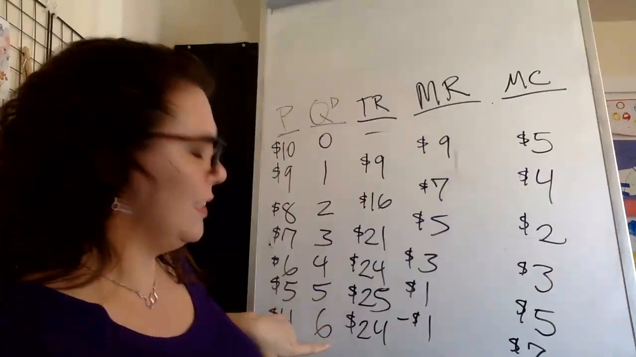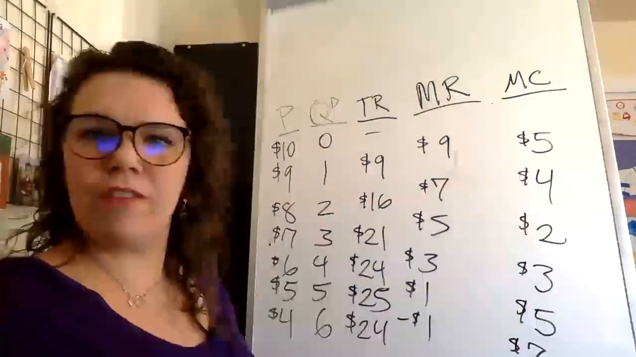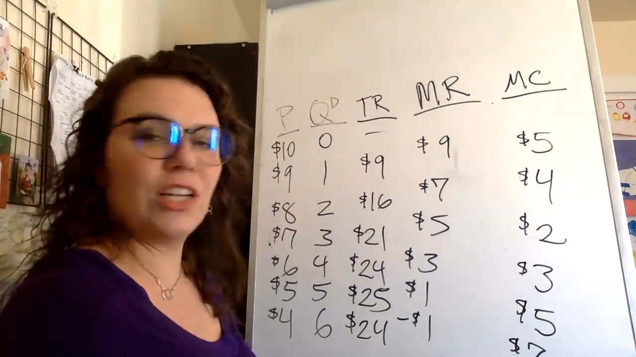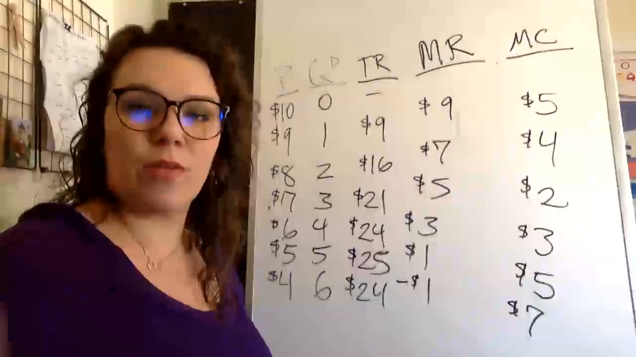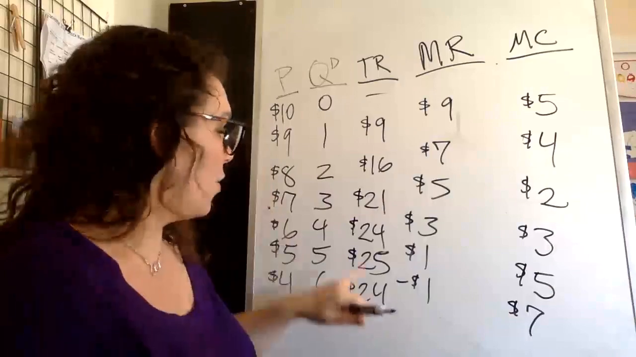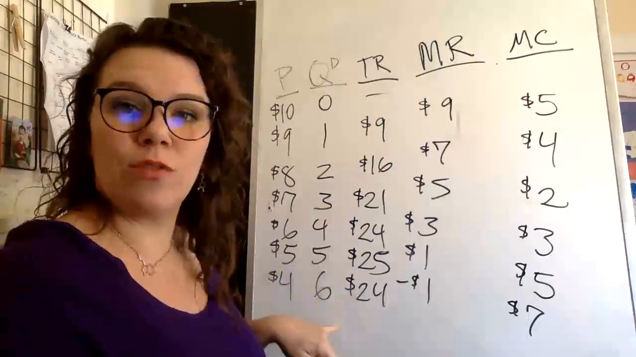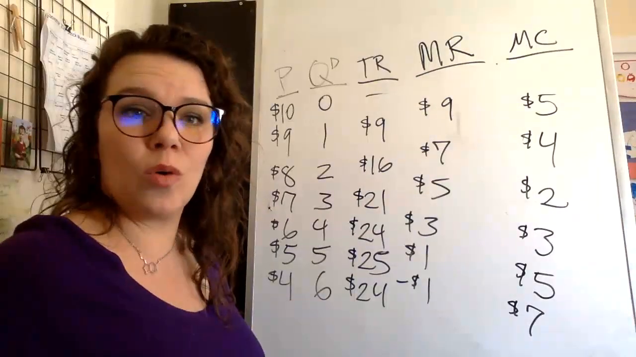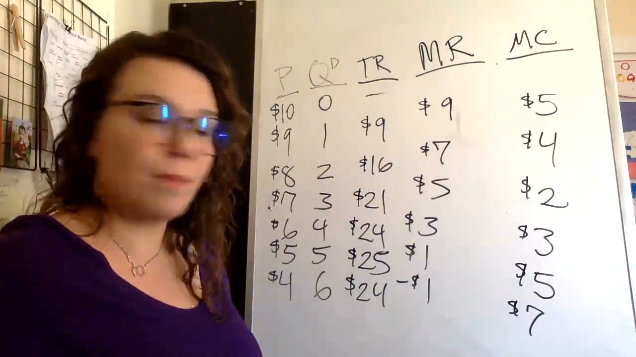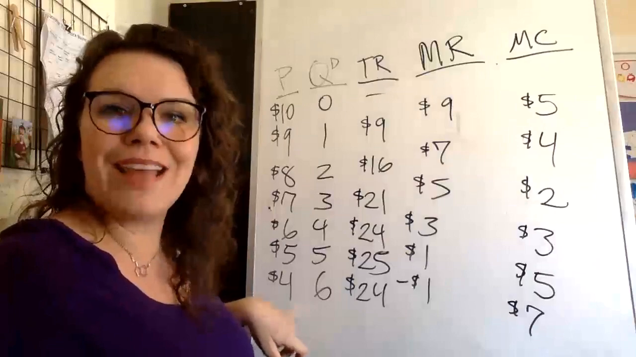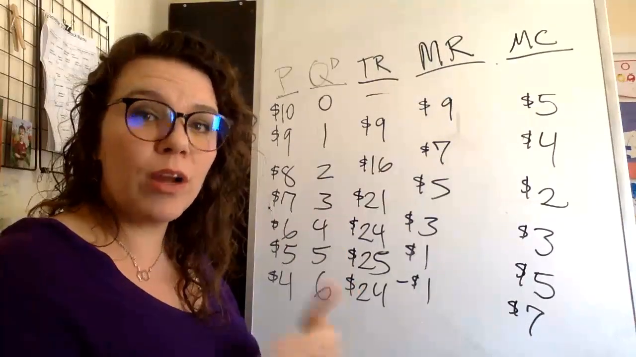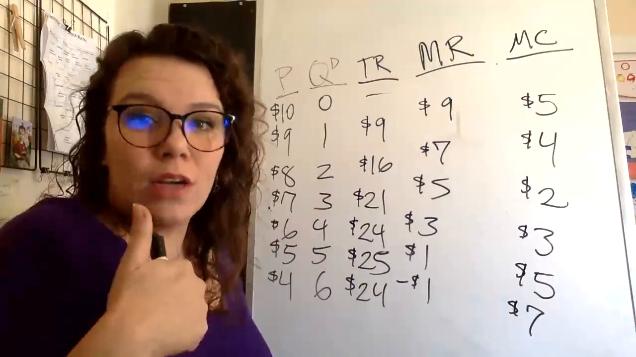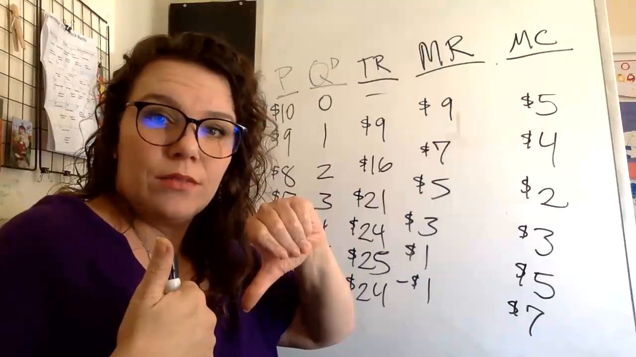right? Because selling that sixth coffee mug or whatever actually costs us some of our revenue. We actually see our revenue go down from $25 to $24. Because if we want to sell that sixth coffee mug, we have to lower the price to $4, and that's going to affect our revenue. Every time we lower the price, that affects our revenue. Quantity goes up, but price goes down.